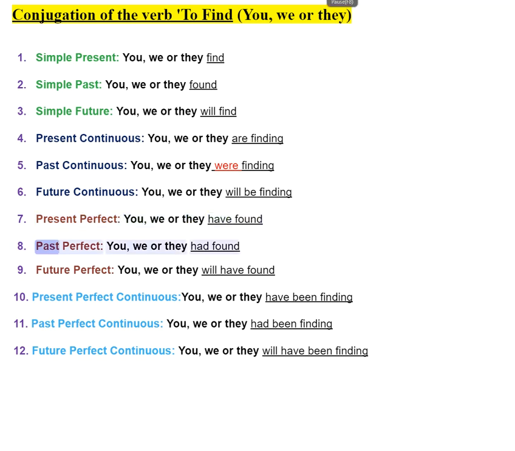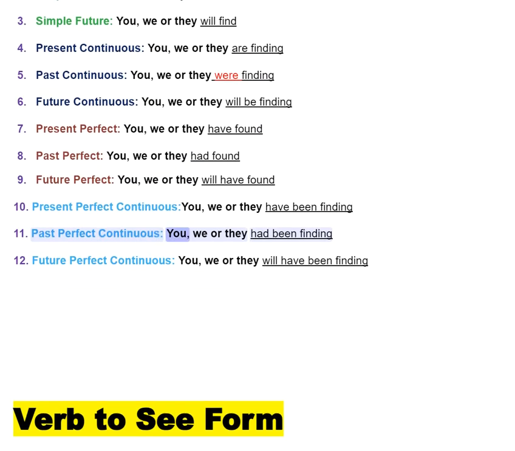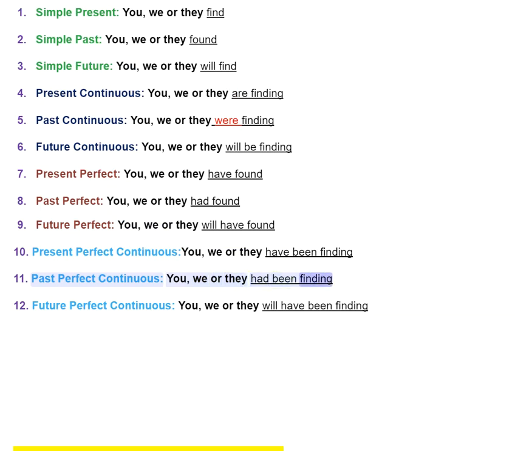8. Past perfect. You, we or they had found. 9. Future perfect. You, we or they will have found. 10. Present perfect continuous. You, we or they have been finding. 11. Past perfect continuous. You, we or they had been finding. 12. Future perfect continuous. You, we or they will have been finding.